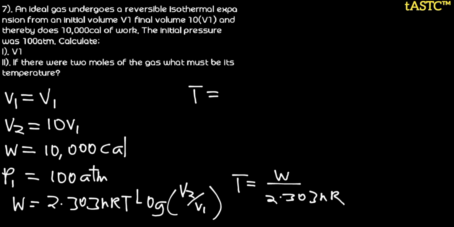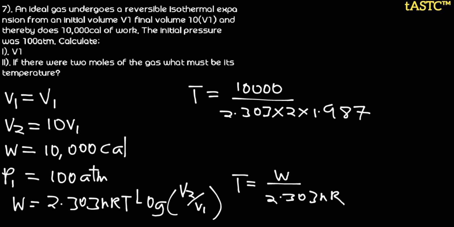Now work done, we have that to be 10,000 calories. And we have 2.303, multiplied by n. Now n in this case is the number of moles. We were given 2 moles. And R, because we have the unit of the work in calories, is actually going to be 1.987, because we want to find the answer in degree Celsius.